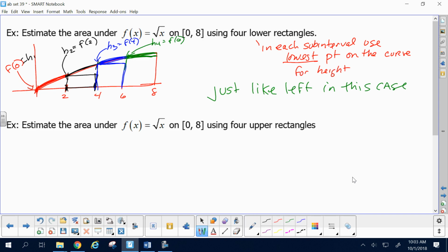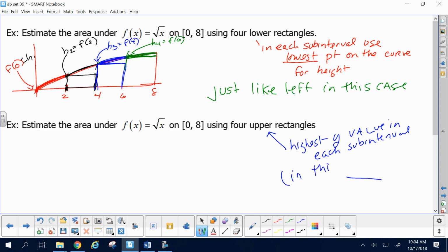All right. If I use 4 upper rectangles, then that means use the highest y value in each subinterval. When I use lower, what kind of estimate am I guaranteed to get? Over or under? Under. If I use upper, I'm guaranteed to get an overestimate, unless, of course, it's a constant function. In this case, upper would be just like right. Do you agree?